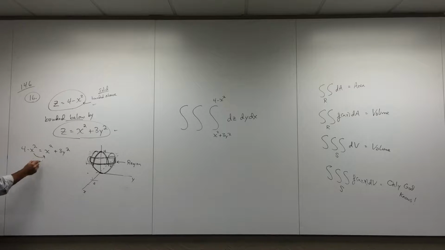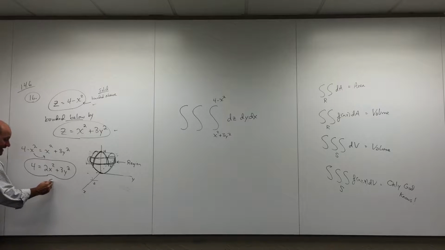If I add this x squared over here, then I get 2x squared plus 3y squared equals 4. Well, I know what that is. You know what that is? It looks like a circle. Well, it does look like a circle, but when the coefficients are different, it's an ellipse. But that was a good idea. It looks like a circle, but it's an ellipse.